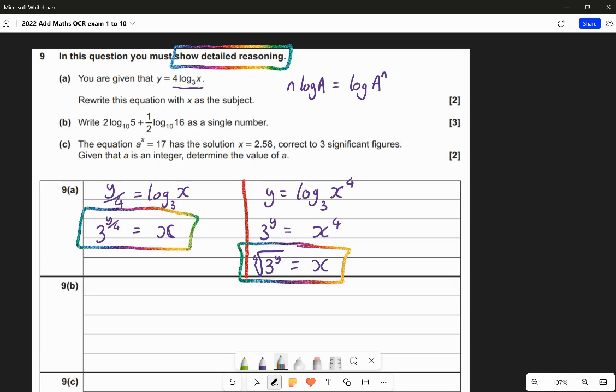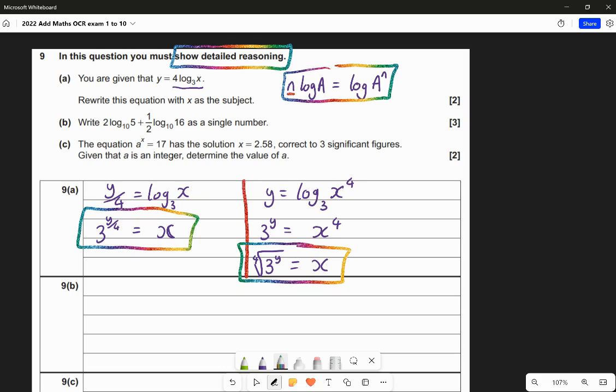Okay, part B. Write 2 log base 10 of 5 plus a half log base 10 of 16 as a single number. Well, it looks like we're going to be using our log laws to combine different logarithms. To add different logarithms, that's one of the log laws. But before I do that, I need to have just log of something plus log of something. So I'm going to be using this log law first to change it when it's multiplied by something to turn it into a logarithm with a power instead.